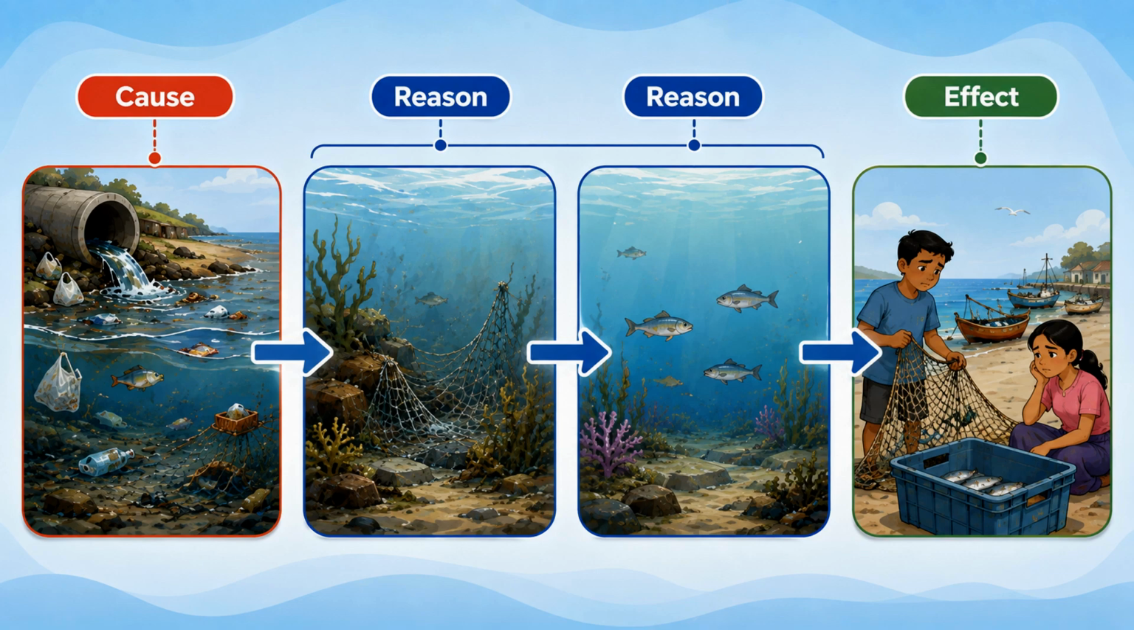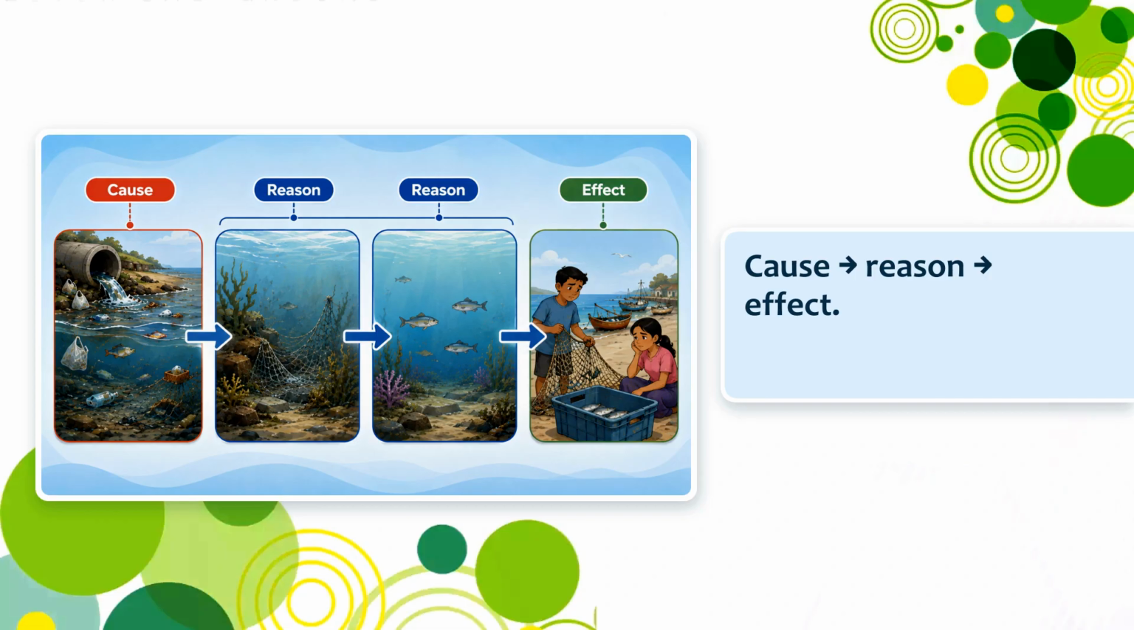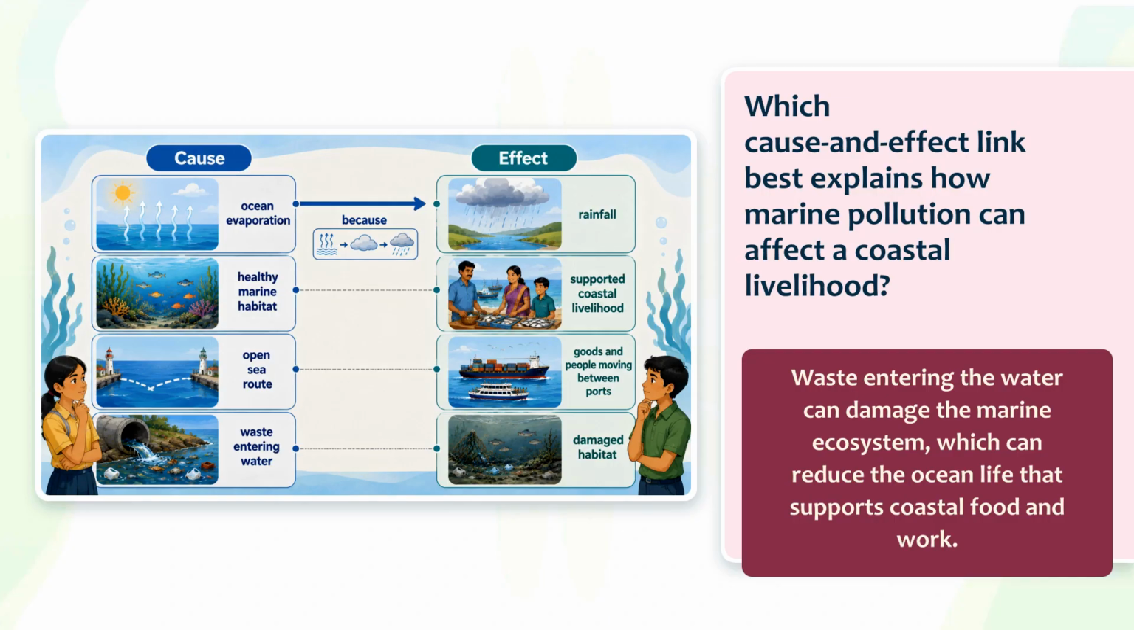The reason shows how the change moves from the first card to the second, making the explanation stronger than a simple match. Keep the middle step visible in your mind. Cause, arrow, reason, arrow, effect. This pattern turns a correct match into a clear explanation. Choose one familiar pair from the board.